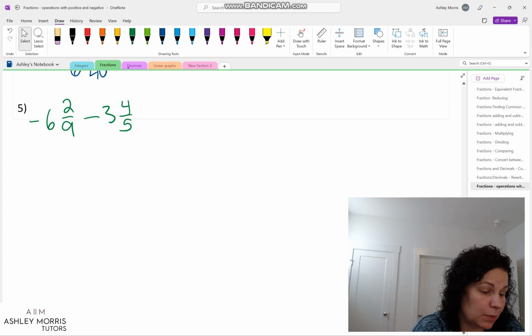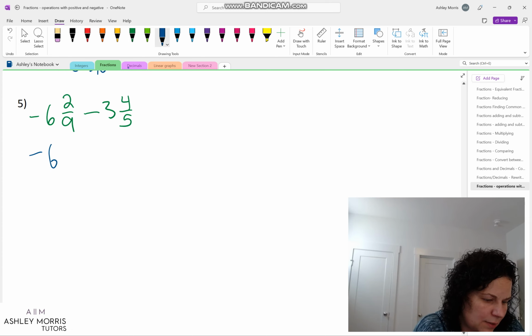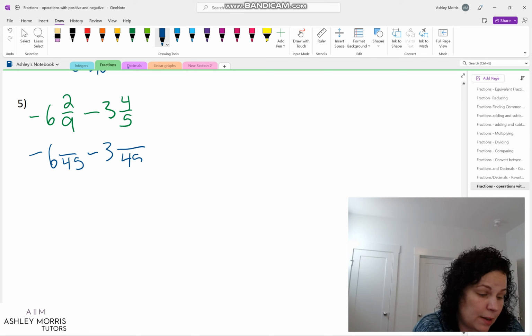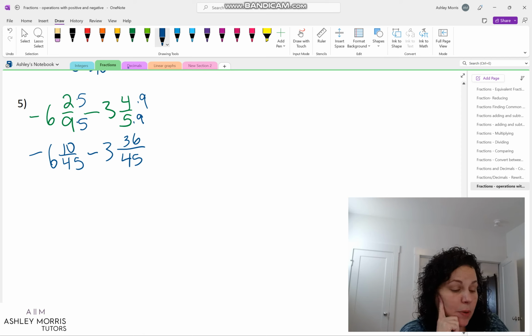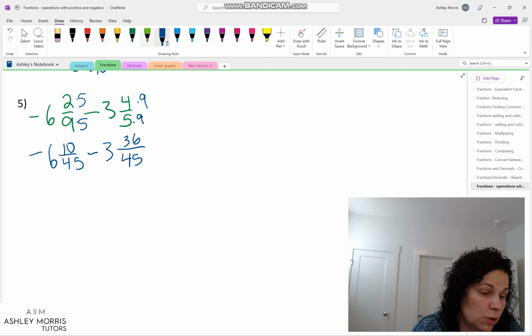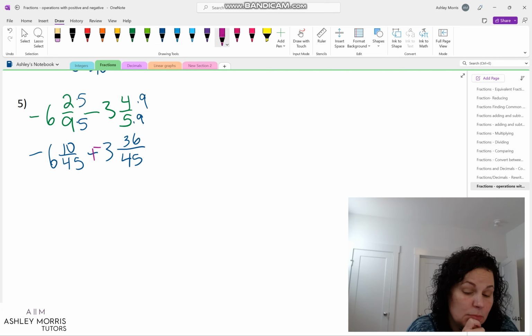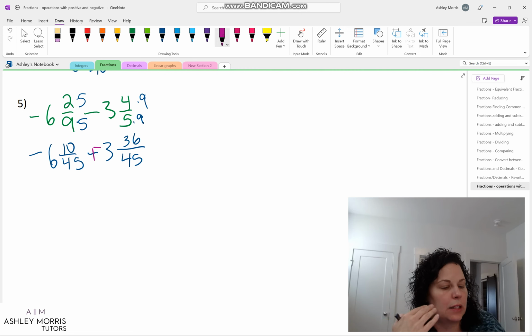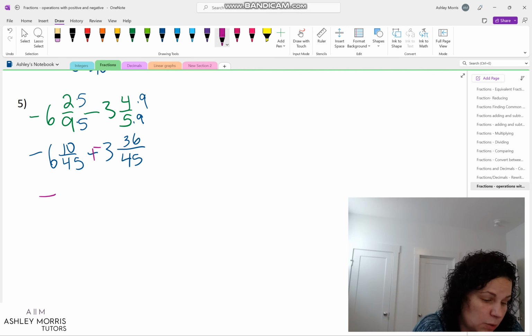All right, last one. Got to get common denominator again. Negative 6, it's 45 for 9 and 5. 45 multiplied by 5, multiplied by 9. Okay, negative 6 minus 3. So we're going to add the opposite. Some people don't want to change the sign. You don't have to, but this is what we're doing. We're adding the opposite. So they're both negative. My answer will be negative. 6 plus 3 is 9. 10 plus 36 is 46 over 45.